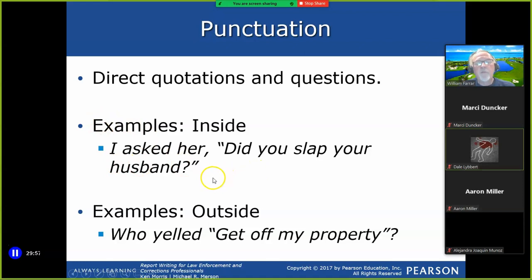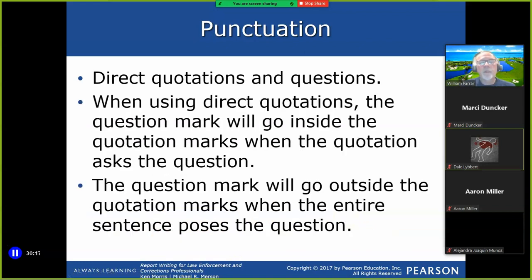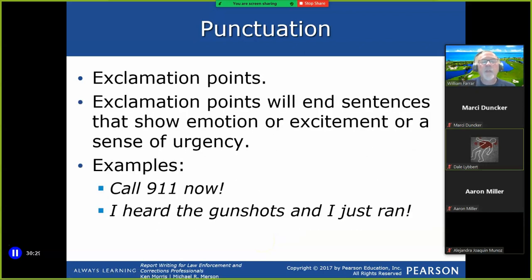So an example here for inside. So the question mark, is it inside the quote or outside? So I asked her, quote, did you slap your husband? It's on the inside. And then on the outside would be who yelled, quote, get off my property. So you could go back and you could actually look again. When using direct quotes, the question mark will go on the inside. It goes on the outside of the quote when the entire sentence poses the question. So just little things to kind of keep examples of.